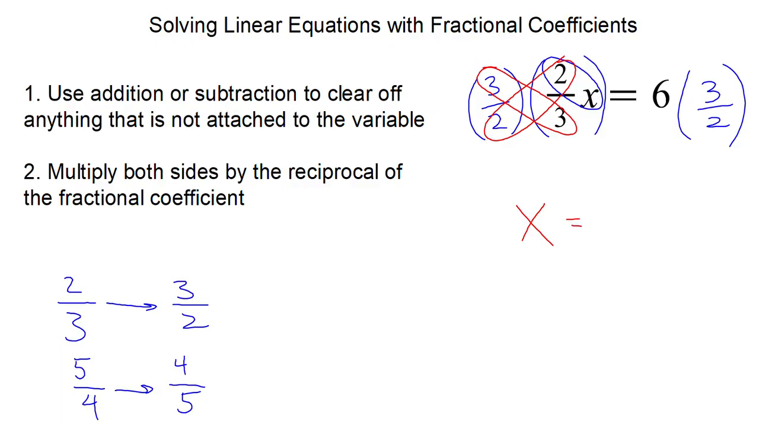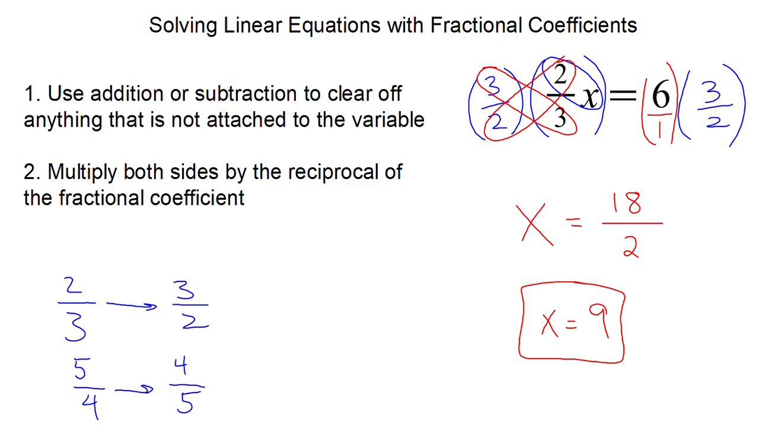On this side, in case we're not super great at doing 6 times 3/2, it's easy enough to turn that 6 into 6/1, because 6/1 is the same as 6. Then to multiply two fractions, you just multiply straight across. 6 times 3 is 18, and 1 times 2 is 2. Now we have to simplify that, but 18 divided by 2 is just 9.